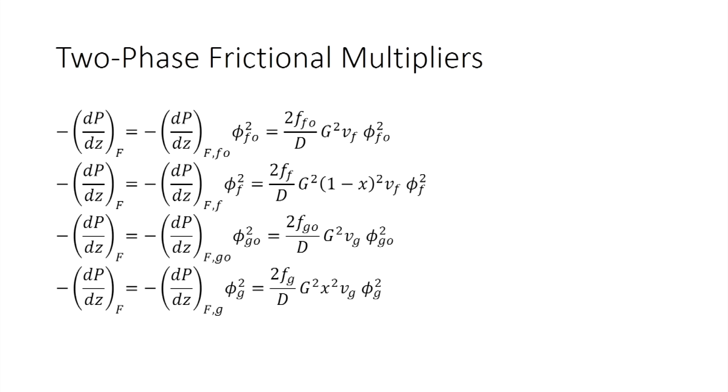Okay, now there is the question of two phase frictional multipliers. Four multipliers can be defined. The frictional pressure gradient can be expressed in terms of the hypothetical frictional pressure gradients. dP by dz f is equal to dP by dz f comma FO, the frictional pressure gradient, assuming that all the fluid is in the liquid phase, multiplied by a multiplier phi_FO square. So, this is equal to 2 f_FO by d G square v_f phi_FO square.